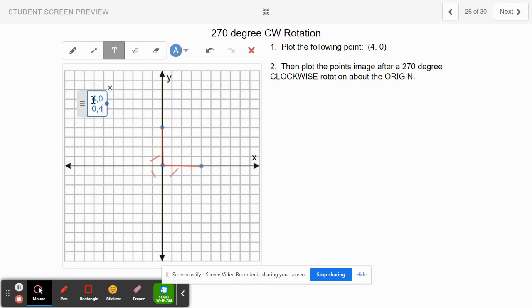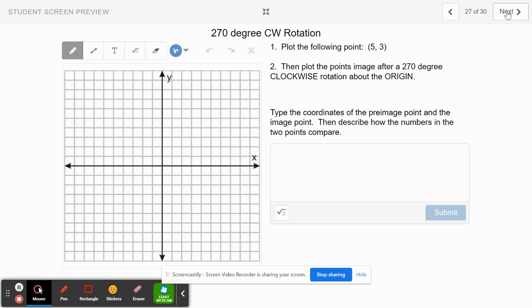Notice the x coordinate didn't change its sign, but it did switch its position. So it came first, now it comes second, but it still stayed positive. All right, and we don't know anything about the y because it's 0 and there's no opposite of 0, so who knows. But let's do one more here.